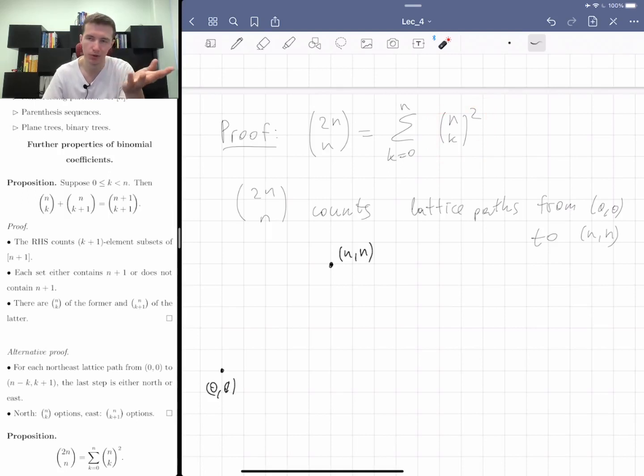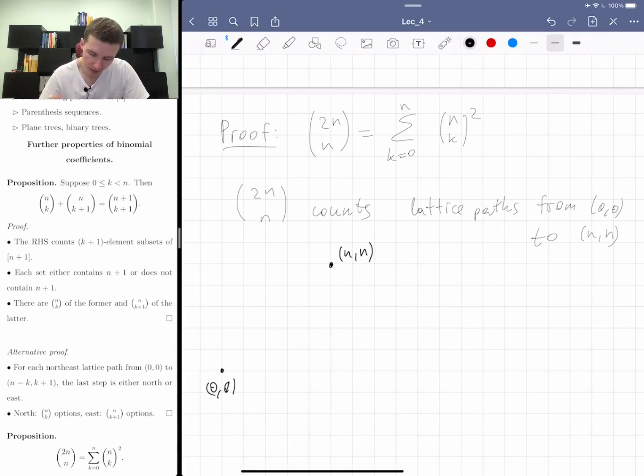Now is a good point for you to pause the video and try to figure it out. What is the way the right-hand side counts these objects? Yeah, pause the video and think about it. Okay, and now that you have all thought about this, hopefully maybe I can explain what's going on.